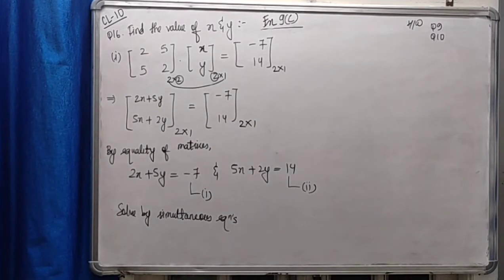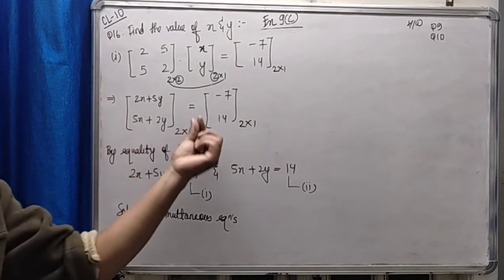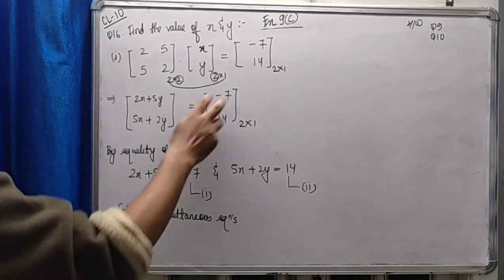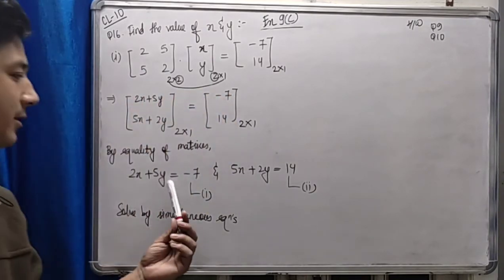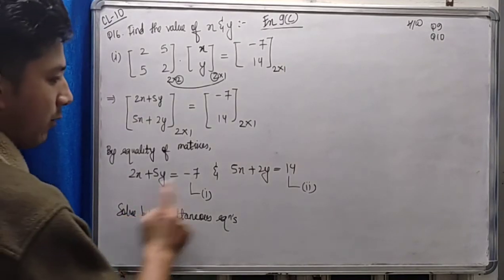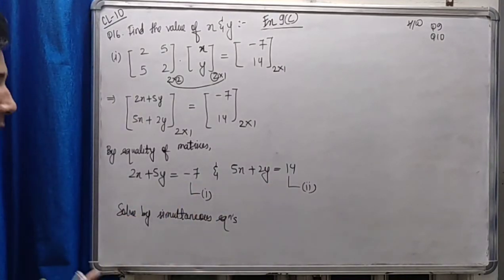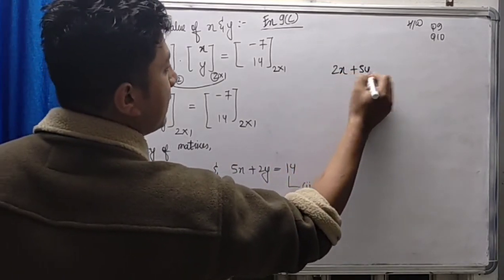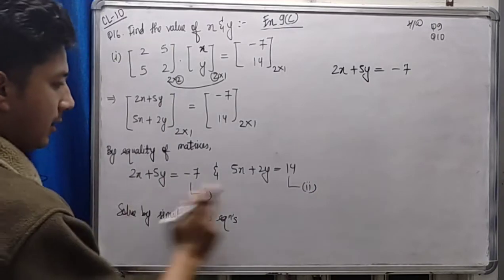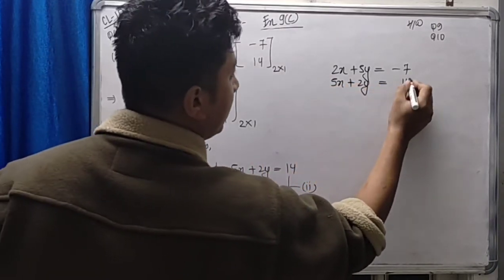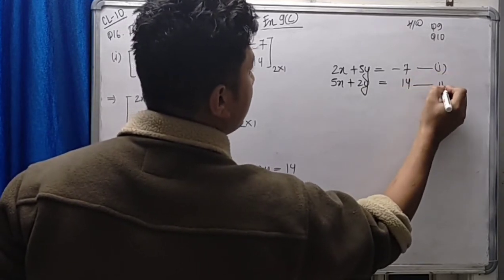As the orders are equal on both sides, with an equals sign in between, by equality of matrices the corresponding elements are equal. Which means this is equal to this. How many equations are we getting? We are getting 2 equations, equation number 1 and equation number 2. These are linear simultaneous equations. So 2x plus 5y is equal to minus 7, and the other one is 5x plus 2y is equal to 14. This is equation 1, this is equation 2.